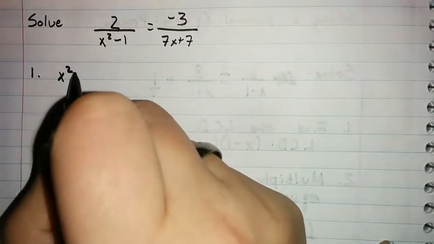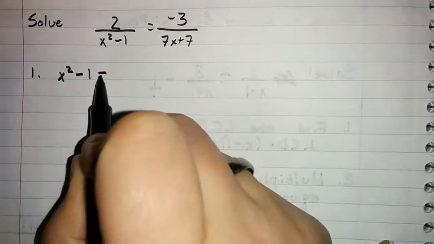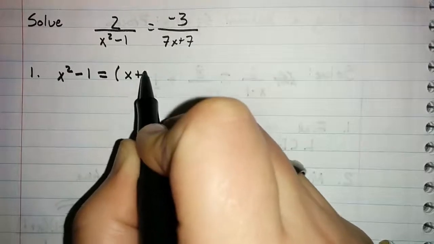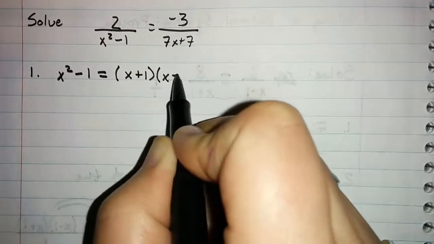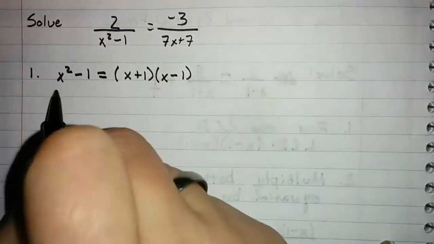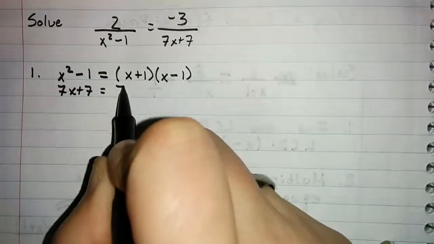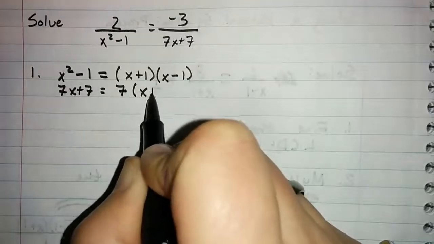So, x squared minus 1, that's a difference of squares. It factors as x plus 1 times x minus 1. 7x plus 7, well, the best I can do is factor out the common 7.